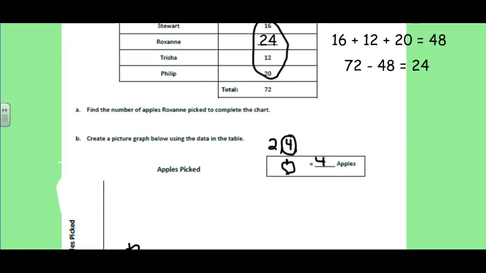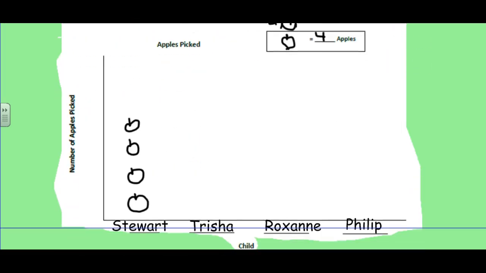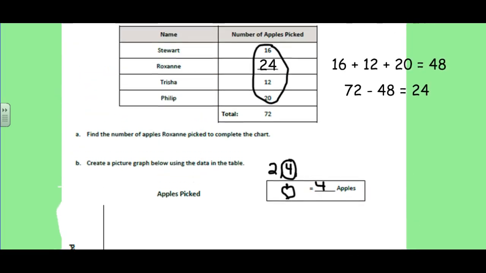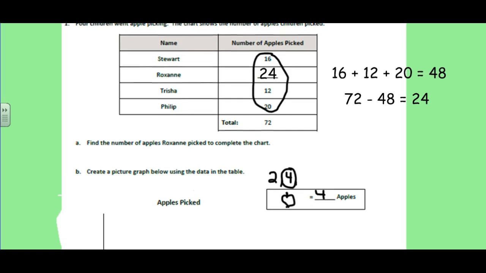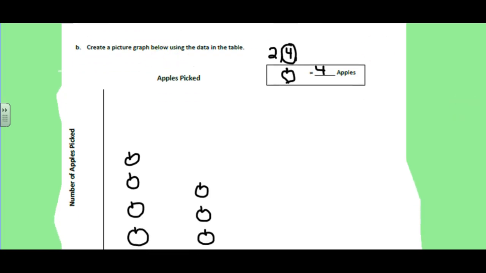And then we're going to keep doing this for Trisha, Roxanne, and Philip. I see that Trisha is my next person. Trisha had 12 apples picked, and I know when I skip count by fours, I go 4, 8, 12. So that's 3 different times that I'm going to draw the apples, because 3 groups of 4 would give me 12. So I'm going to let you go ahead and finish for Roxanne and Philip, drawing how many apples there need to be above their names to show how many apples they picked. And whenever you're finished with that, you can push play to check your answer.